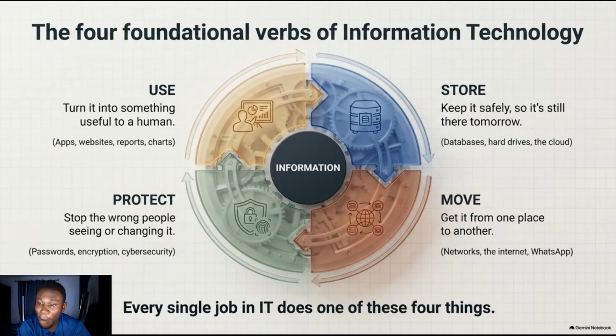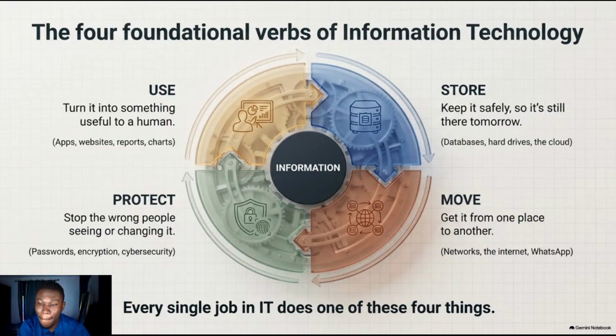And it's all about one thing. It's all about information, right? In IT, what we care about is the information. We want to use the information for something important. We want to store the information for future reference. We want to protect the information from bad people. We have to protect the information so that wrong people do not change it or see it. We also want to move information from one place to another safely. That is basically all IT is about.